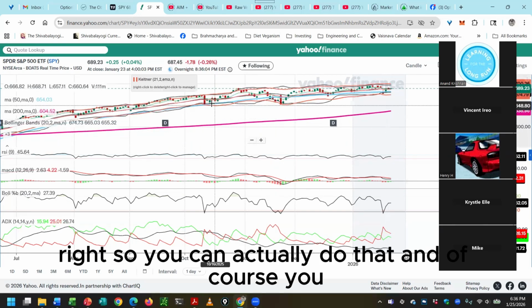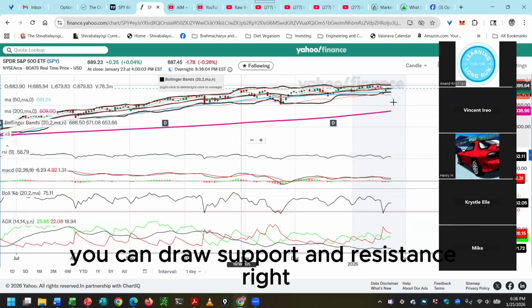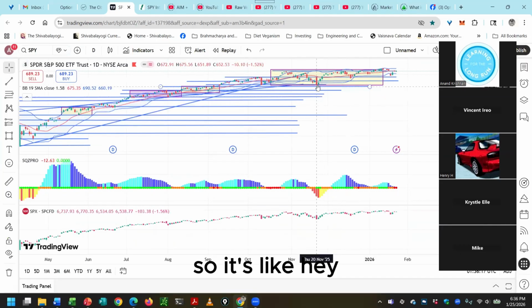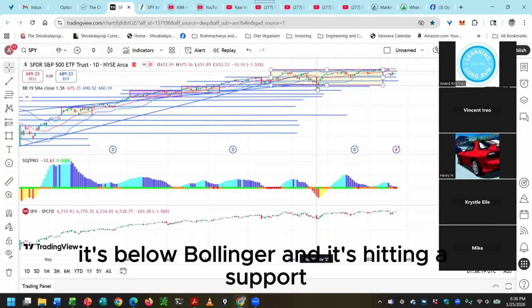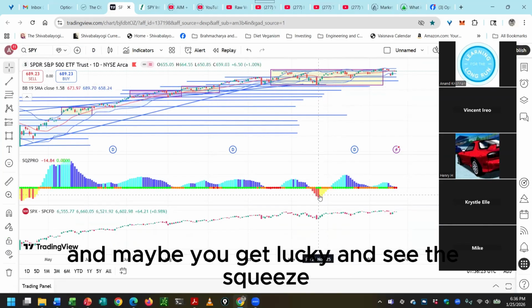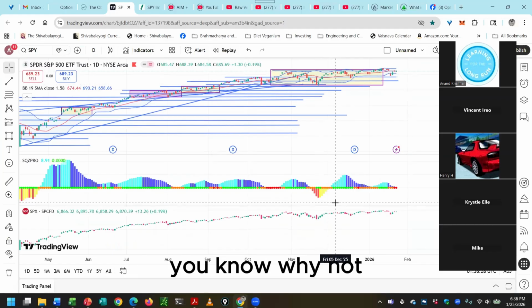And of course, there's another way you can play it too. For those who are interested, you can draw support and resistance, which I've done here, and do that too. So it's like, hey, you know what? It's below Bollinger and it's hitting a support, and the ADX is lower than 20, and maybe you get lucky and see the squeeze going from red to yellow. Hey, why not?